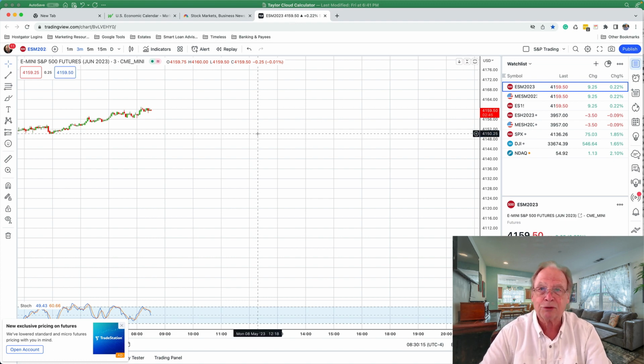I love TradingView because it has so many features. The flags are easy. The order entry is easy. It's very simple. TradingView is a great platform, and you can use it with any number of brokers. And let me show you how I set my chart up.